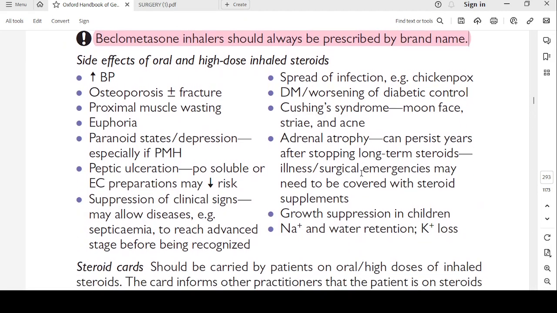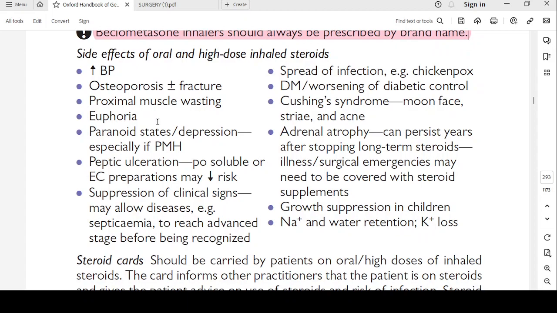Side effects of oral and high dose inhaled steroids: high BP, osteoporosis or fracture, proximal muscle wasting, euphoria, paranoid states or depression, especially if past medical history, and peptic ulceration. Use soluble or EC preparations, as they decrease the risk.